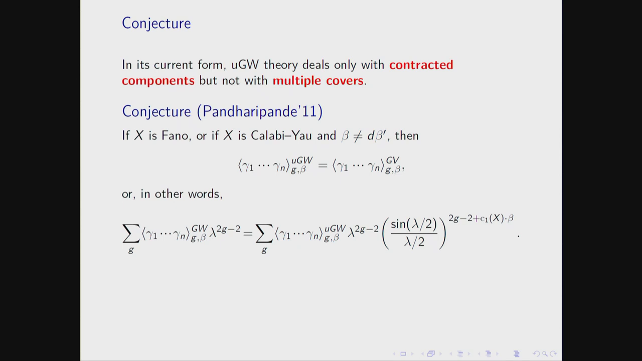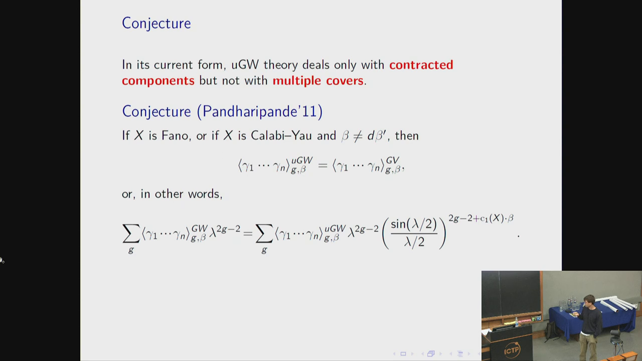In particular, there is a conjecture. The conjecture is the following: if X is a Fano, like a projective space, for example, or a Calabi-Yau, and the class is not a multiple of another class, we call it a primitive class, then unramified Gromov-Witten invariants are equal to Gopakumar-Vafa invariants. Or in other words, if we use Gopakumar-Vafa invariants with the formula that I presented before, this conjecture just states that if we put Gromov-Witten invariants into a generating series like that, it's equal to unramified Gromov-Witten invariants up to this sine function over here. Okay?